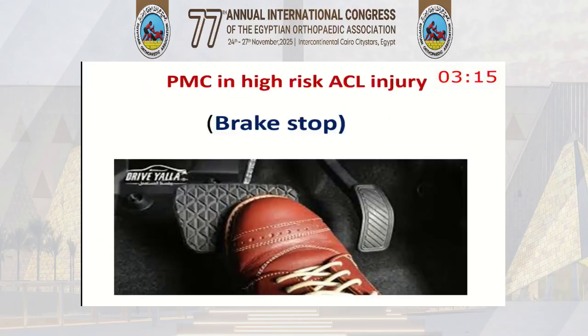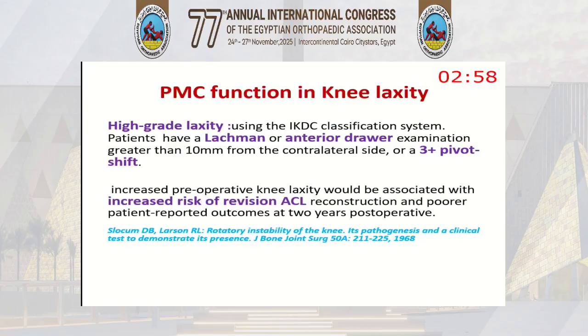What is the mechanism through which the posteromedial corner works? It mainly acts as a brake, a brake stop to the knee joint. It prevents anterior subluxation of the tibia and posterior displacement of the distal femoral condyle in patients with ACL injury. What is the meaning of knee laxity? During examination, the patient has a Lachman or anterior drawer test greater than 10 millimeters or a grade 3 positive test. Increased knee laxity increases the risk of ACL revision or failure and is associated with poor reported outcomes at 2 years postoperative.